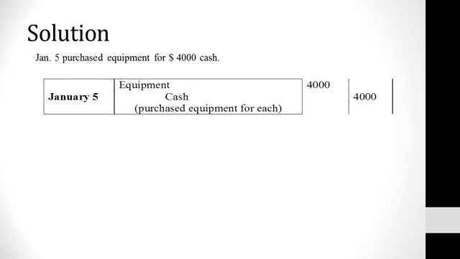Equipment in the debit side, we write the debit side first for 4,000, cash within the credit side for 4,000, and you write the explanation, purchase the equipment for cash. This is cash, not each. Okay.